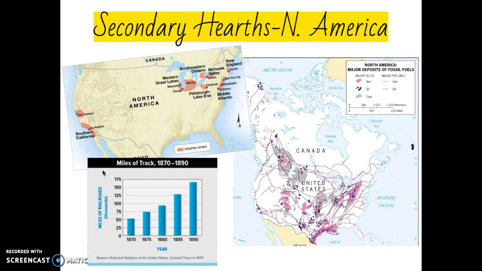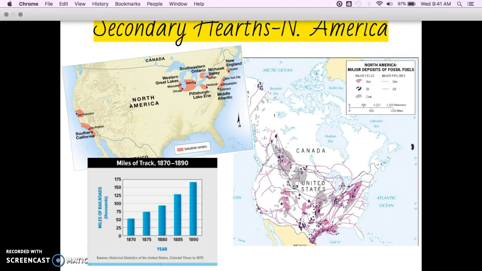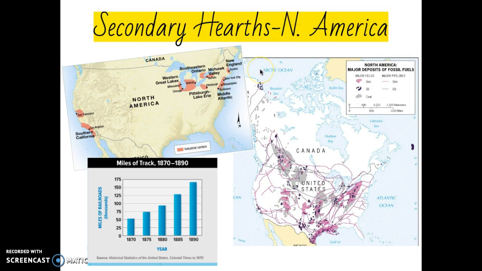Okay, so now let's talk about some secondary hearths of the Industrial Revolution. So this is between about the 19th century and the early 1950s. So let's talk about North America. Development of industry was really concentrated in this New England and Great Lakes area in the United States. And again, let's think about the site and situation factors or the locational criteria that are necessary for industry to thrive. So you need rich natural resources.